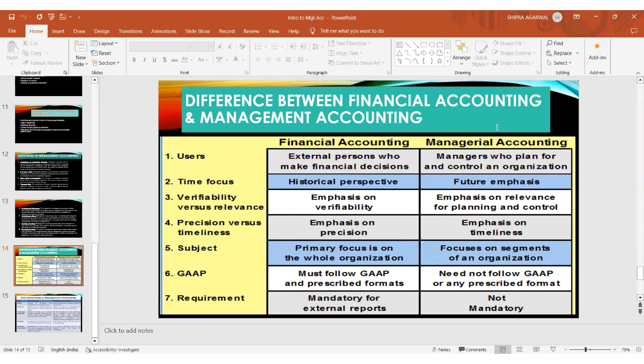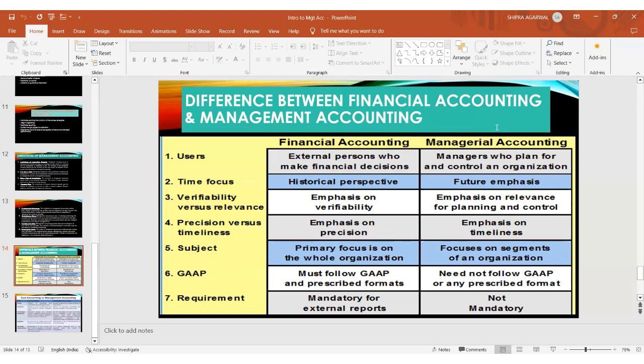First of all, whatever you prepare under financial accounting, external people, that means people outside the organization, use financial accounting information to take decisions. Whereas managerial accounting information is used by internal people to take decisions for the organization.